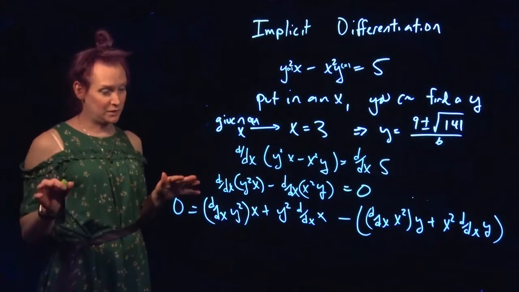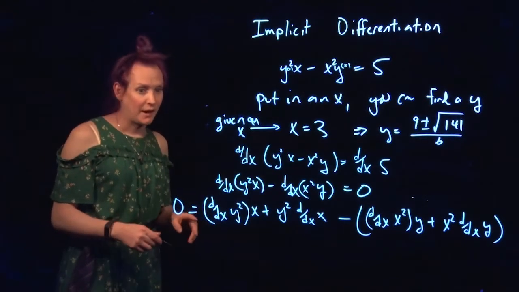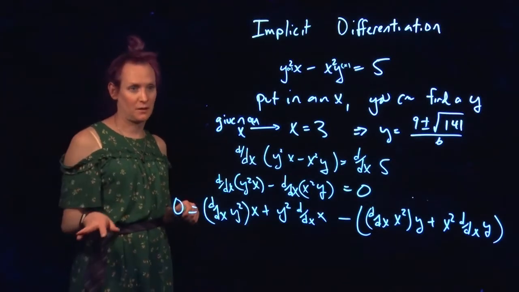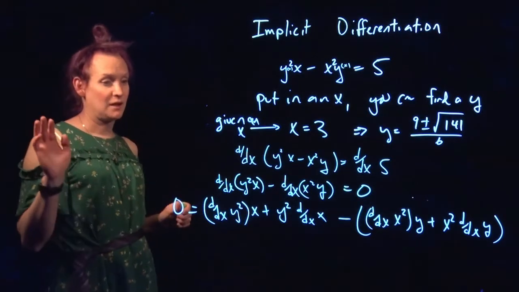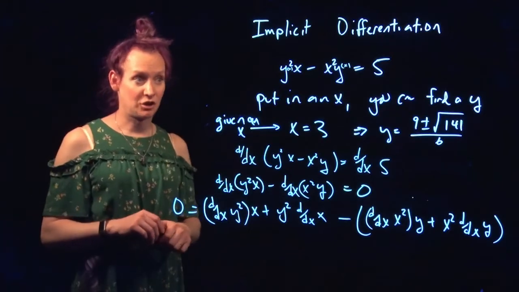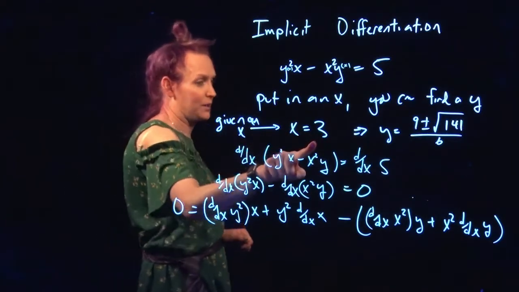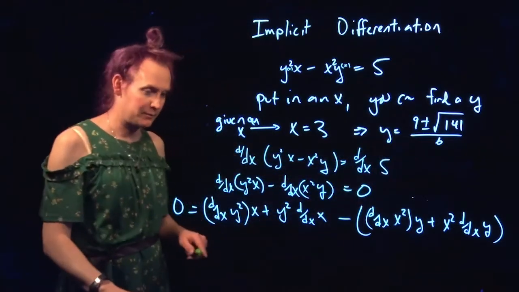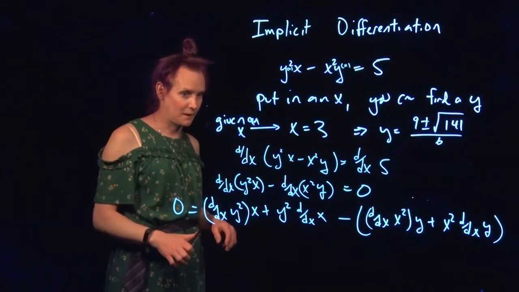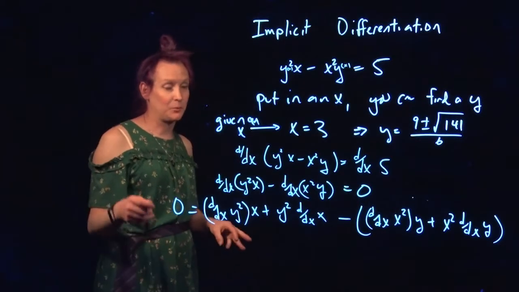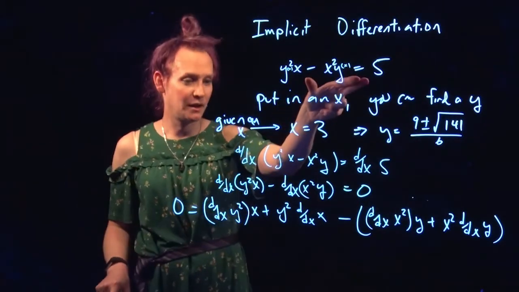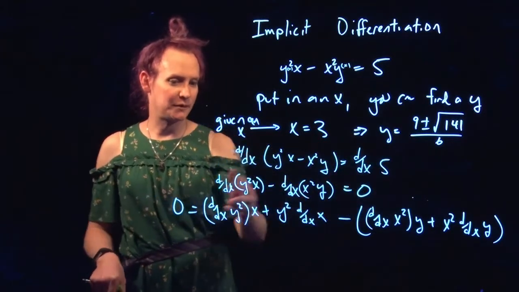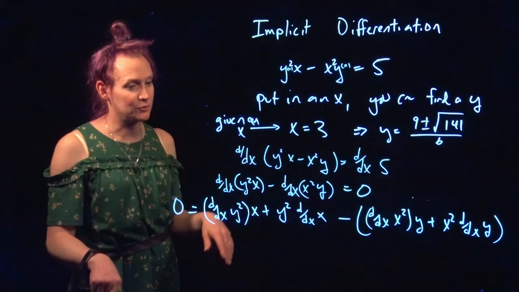Before we start getting too lost here, our goal is to try to recover an expression for dy/dx, because I want to find the slope of the tangent line to the curve at the point 3 comma (9 plus 140 square root of 141) over 6. I'm going to do that by practicing implicit differentiation. I started with an equality. I'm going to differentiate both sides. On the right-hand side, I got derivative 0. On the left-hand side, I have to just take derivatives of things.